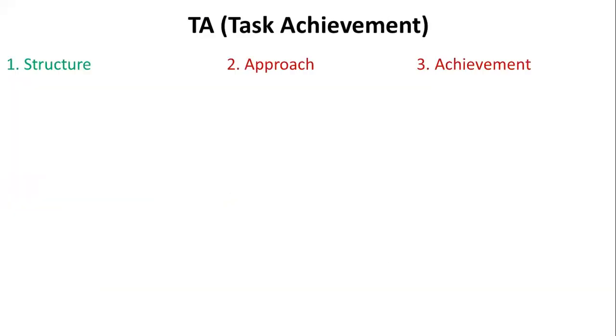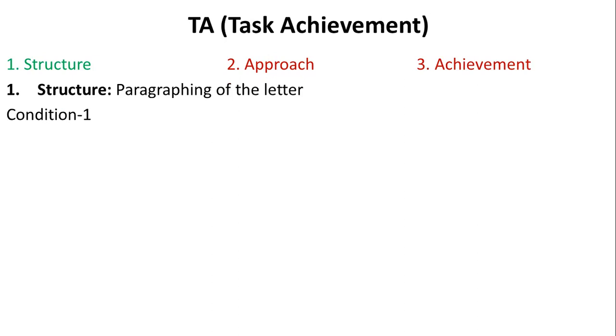In task achievement, there are three things: structure, approach, and achievement. First, I would like to teach the structure of the task. Please keep in mind, you are already aware of what the structure of the task is. Let me repeat again. Structure means paragraphing of the letter.